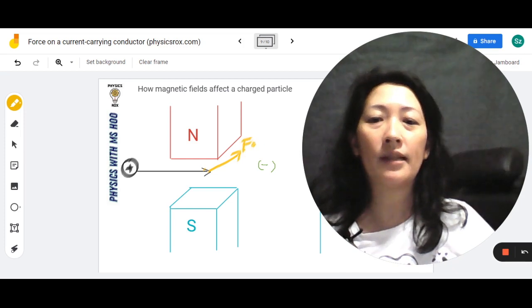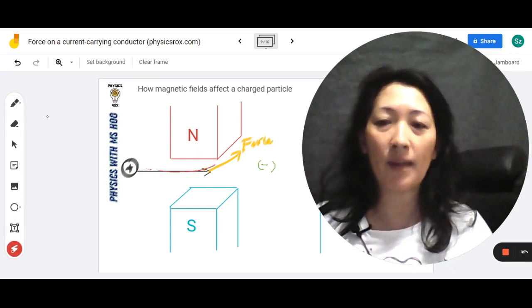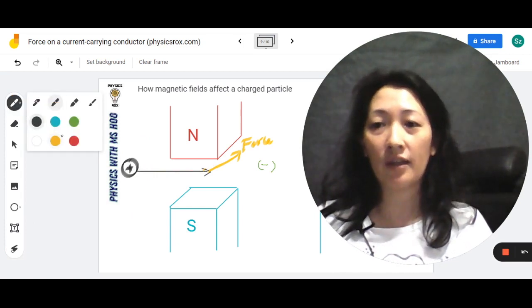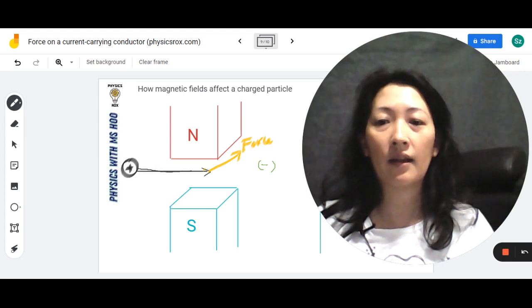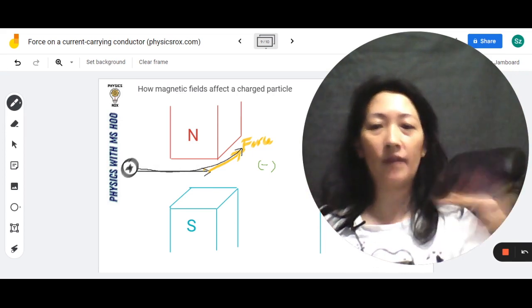So this is the force, which means that when the charged particle travels within a magnetic field, it's going to deflect. To deflect means to change direction. It's going to deflect and change direction and travel into the paper. Okay, it's going to travel away from you.